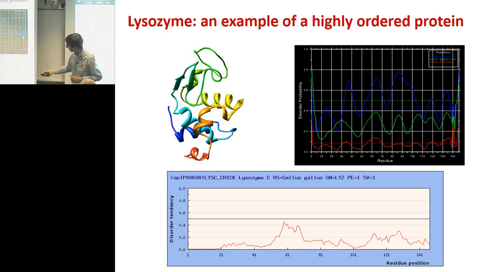And IUPred, for example, in this case, the threshold is around 50%. So anything that is below that threshold of 50% is considered an ordered residue. So it's a pretty straightforward approach.